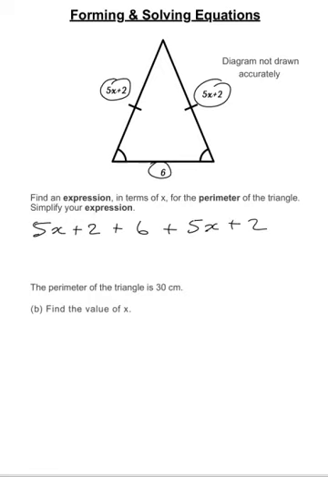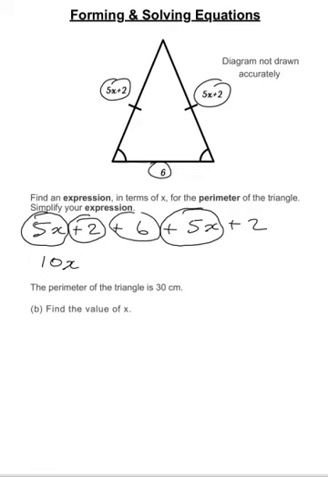The question says simplify your expression, so we have to collect our like terms. So we take the 5x here, and there's another x term, which is plus 5x there. When I'm circling it there, I circle the sign in front of it as well. So 5x plus 5x is going to be 10x. Now all we have left is numbers, so we add 2 plus 6, which is 8, plus 2, which is 10. So we've got 10x plus 10 as the expression for the perimeter of this shape.